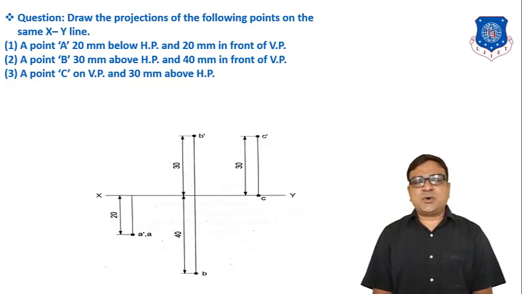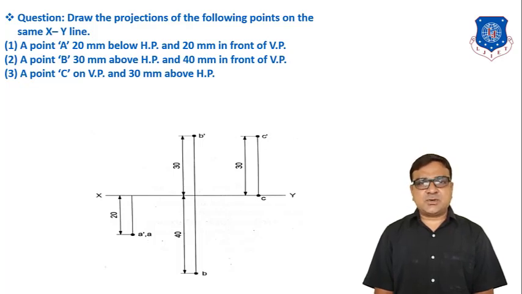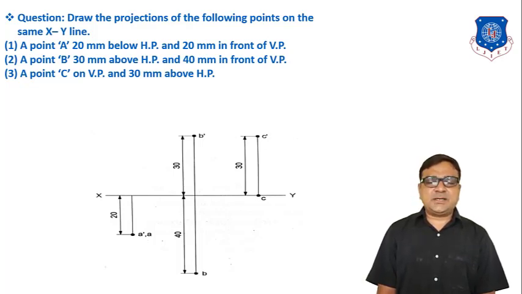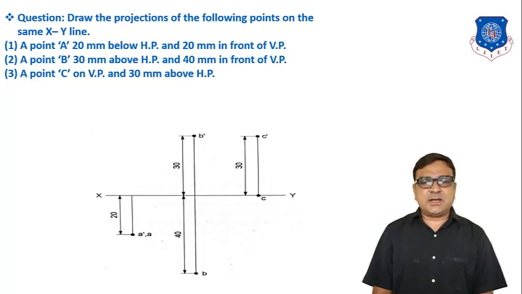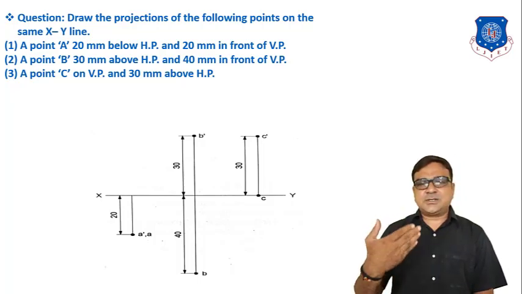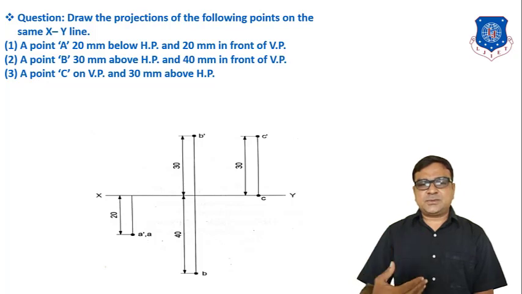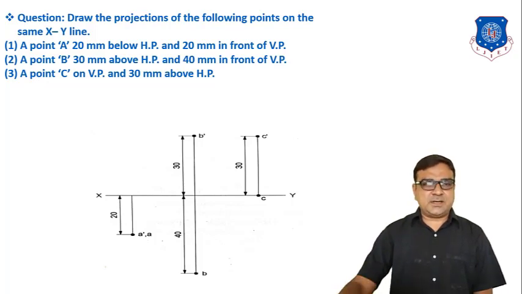So in this case, point B is located in the first quadrant. When any point is in the first quadrant, its front view, B dash, is always above the XY line, and its top view, small b, below the XY line. So in the answer, B dash is 30 mm from XY and small b, the top view, is 40 mm from XY.